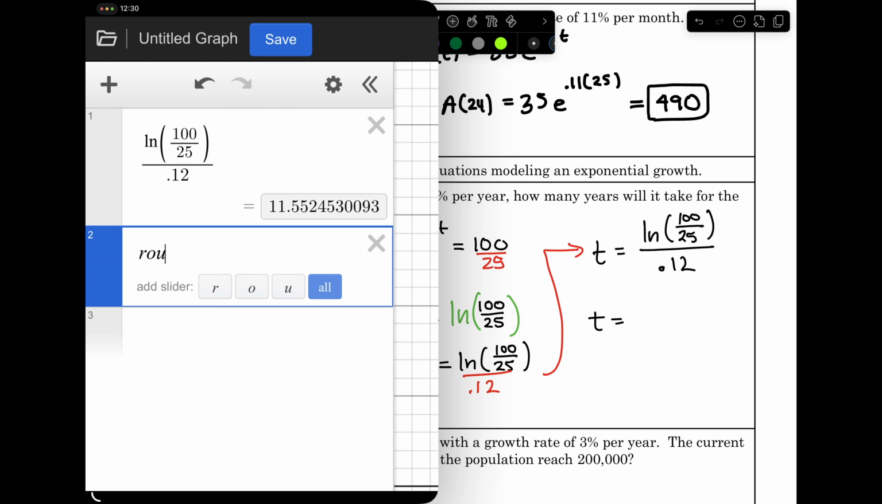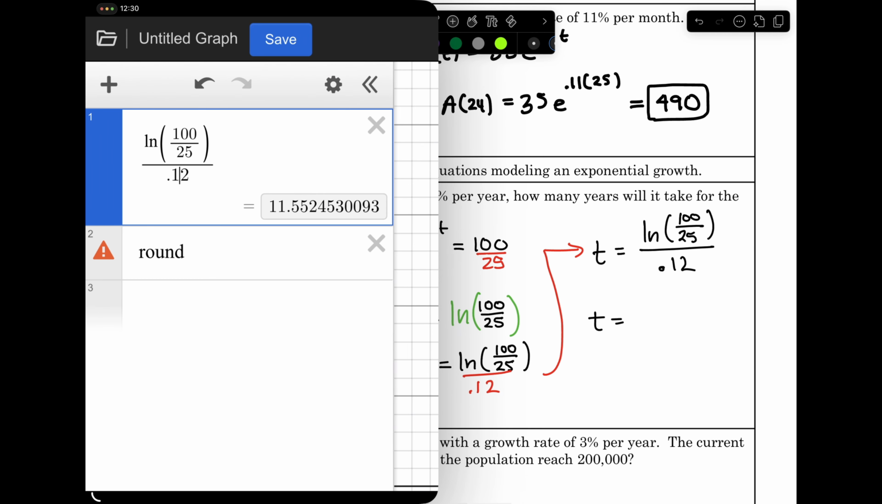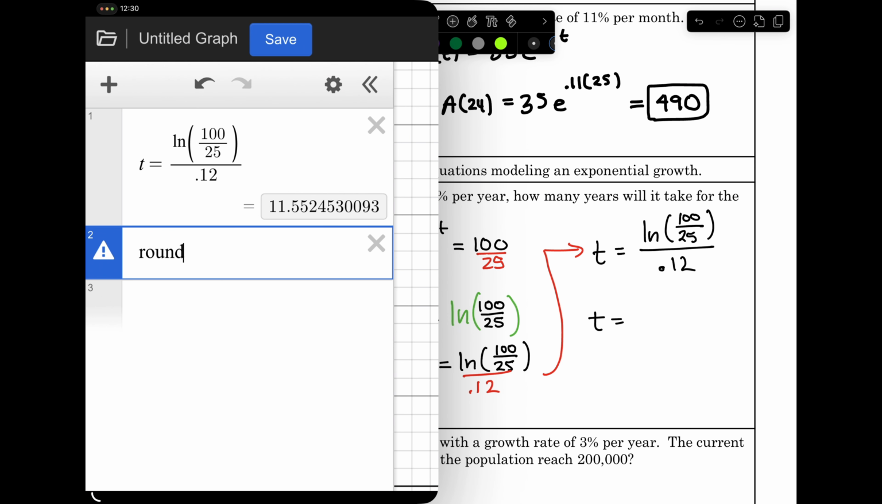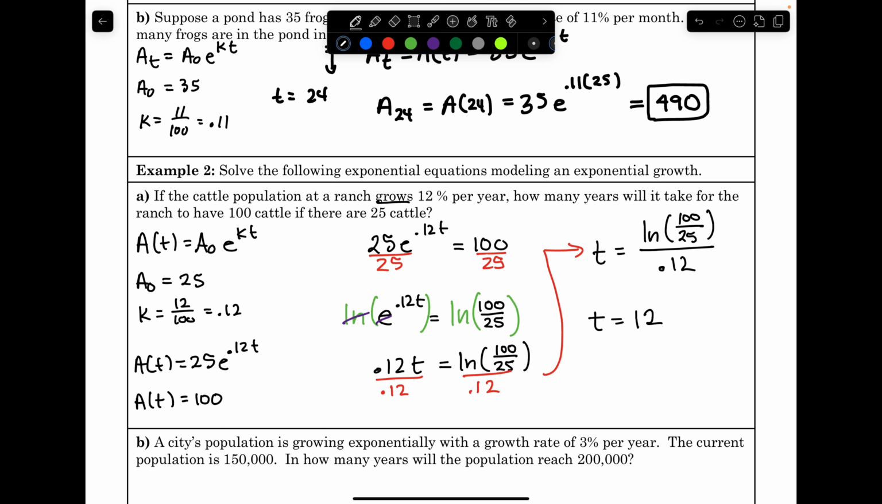So rounding this answer, I'm going to call it t for time. Let me save it as t. Rounding t to the nearest whole number, 11.5 rounds up to 12 years. So it's going to take 12 years for this rancher to have 100 cattle if he starts off with 25, if the growth rate stays at this rate of 12% per year.